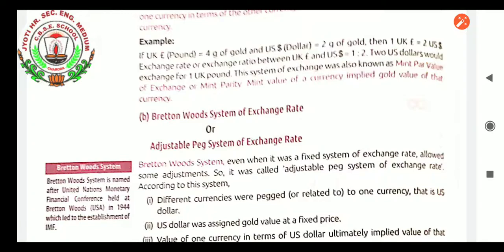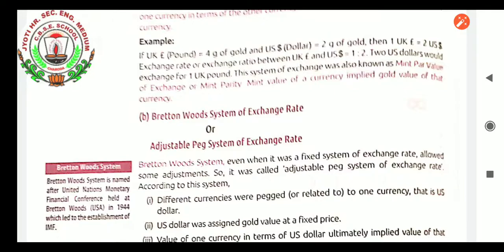The second system of fixed exchange rate is the Bretton Woods system of exchange rate, or adjustable peg system of exchange rate. When we talk about Bretton Woods, first of all, why is its name Bretton Woods? It was named so because of the United Nations Monetary and Financial Conference, which was held at a place in the USA named Bretton Woods. Because of that, the exchange rate system decided in that meeting was named the Bretton Woods exchange rate system.